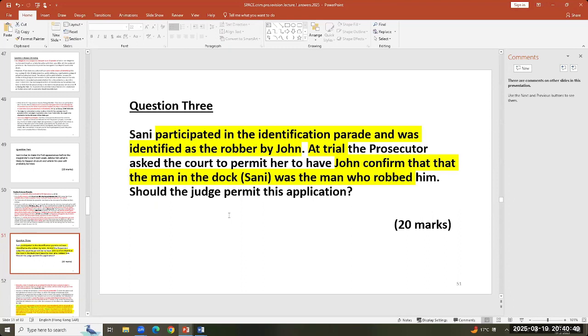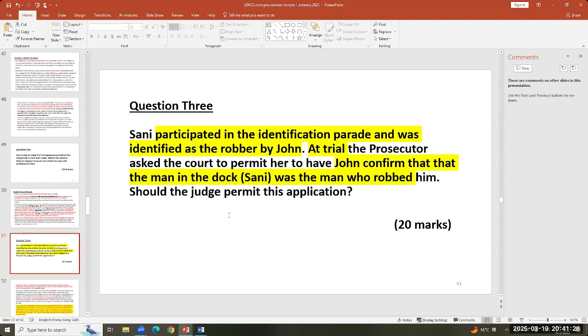So this is a question about dock ID, right? Because that's essentially what John's being asked to do. Now, some of you I could see were shaking your heads when we asked, should the dock ID be allowed? But remember, a dock ID is only impermissible, only prejudicial, if it is a first-time identification. Is this a first-time identification in the dock? No. Why not? He identified him in the ID parade.